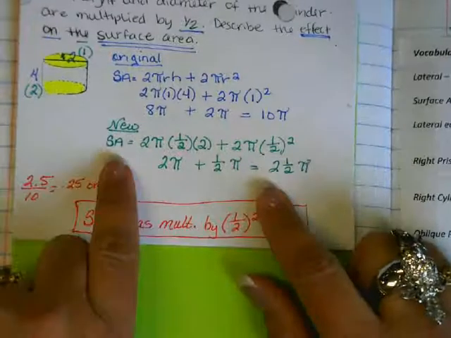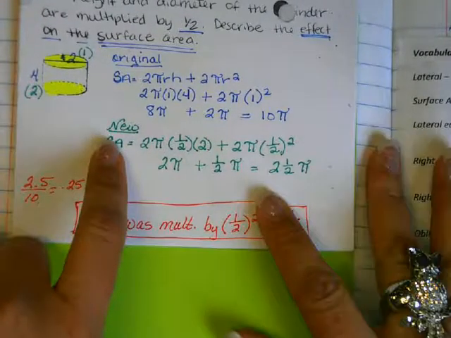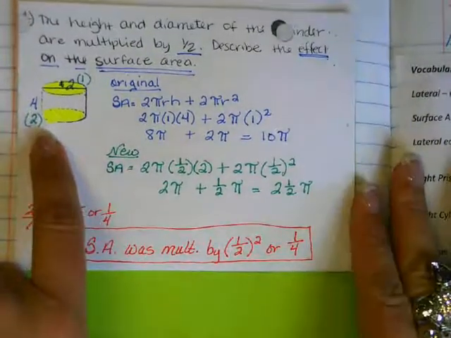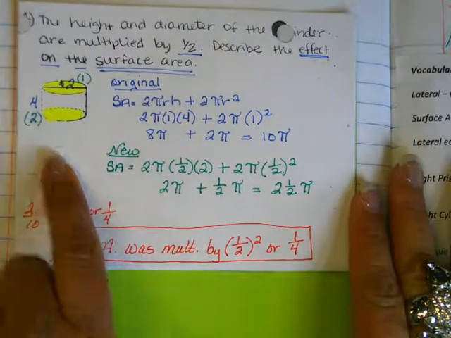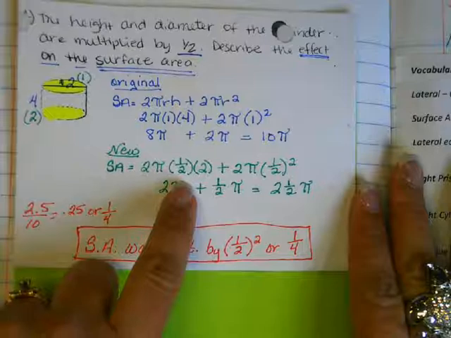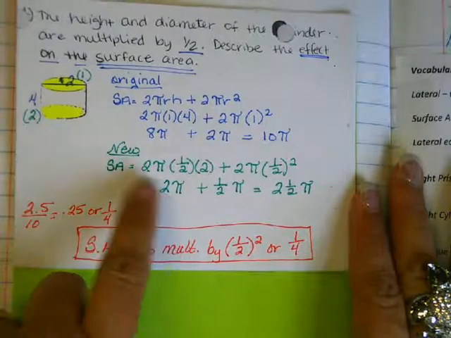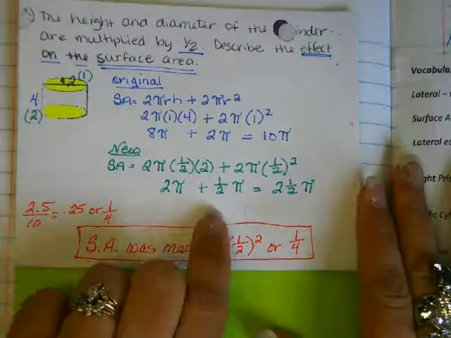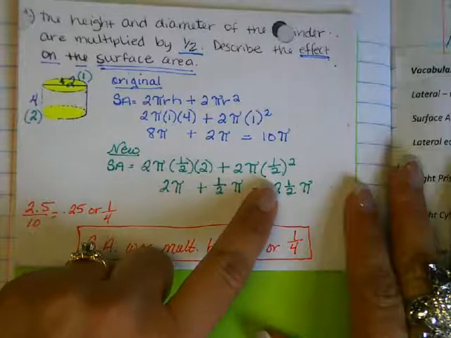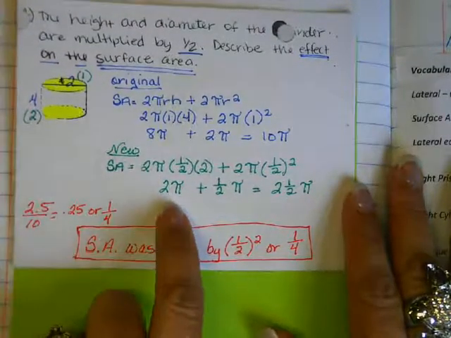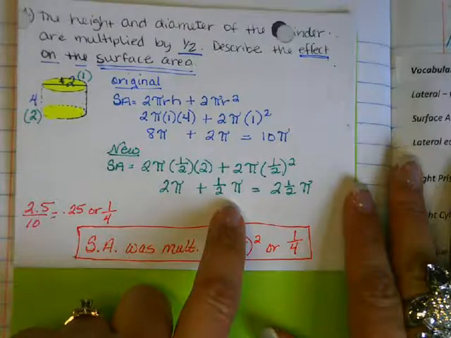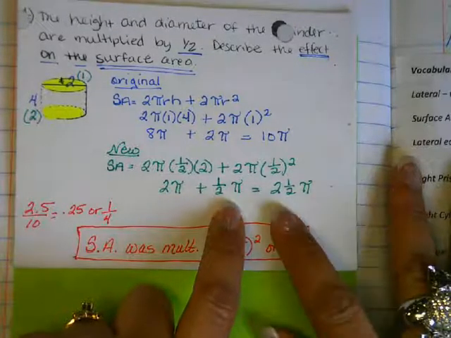Then the new one, I divided everything by 2 or multiplied by 1/2, whichever one. So I have now a diameter of 1, height of 2. So 2 pi r, which would now be 1/2, times a height of 2, plus 2 pi r squared. Okay, remember we're using the green numbers now. So when I reduce it, I get 2 pi plus 1/2 pi equals 2.5 pi.